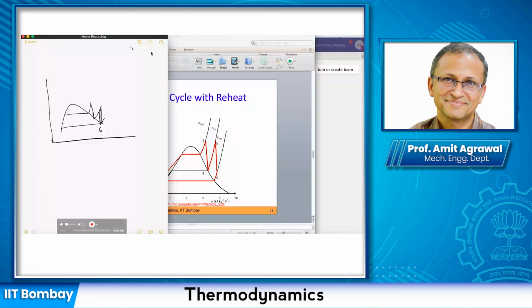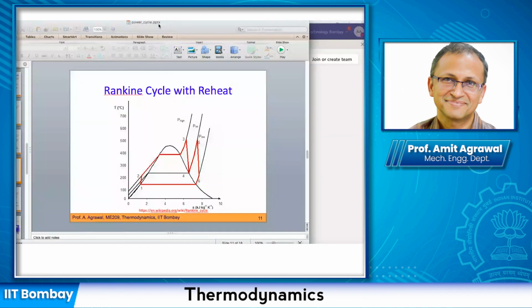So right now, this is just schematic. In the actual calculations, the figures, problems, you will see where this point 6 is located. So typically, you would like to locate this point slightly inside the dome.